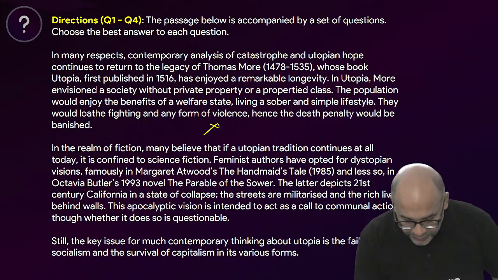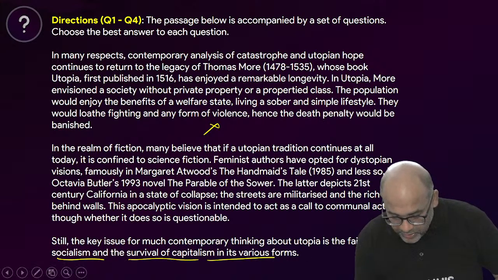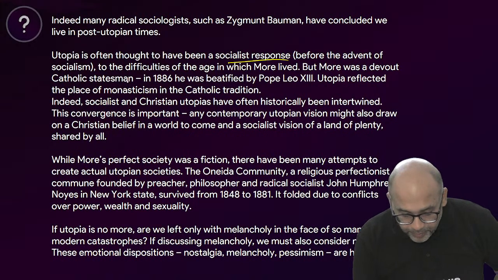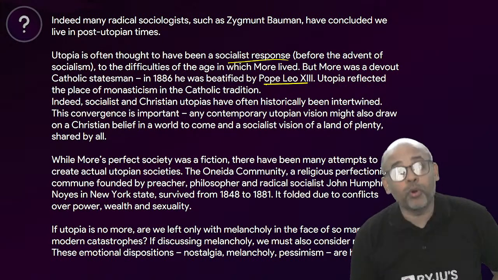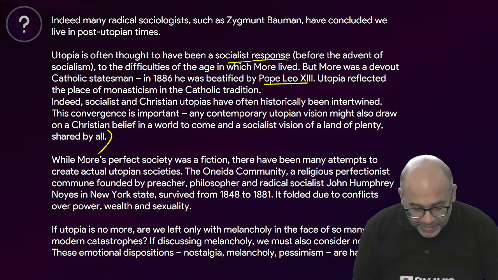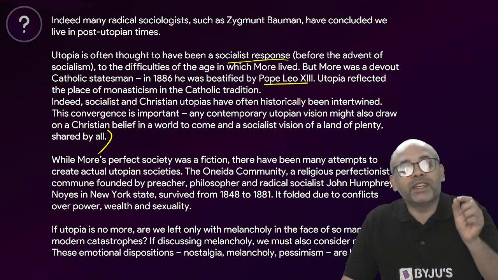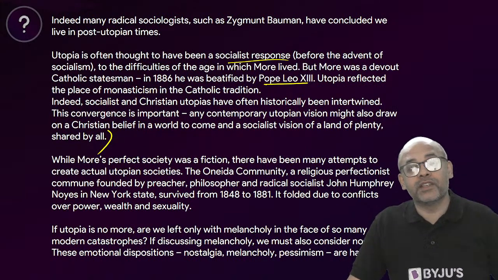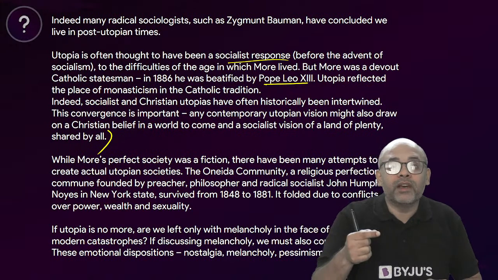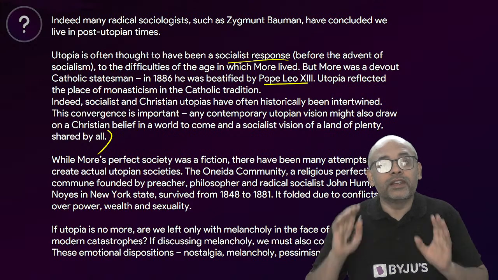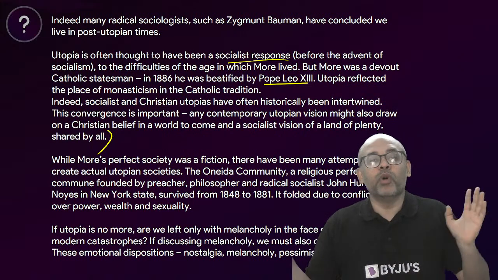In the realm of fiction, California, okay, still the key issue in contemporary thinking about utopia is the failures of socialism and the survival of capitalism in its various forms. So you are starting about it here, socialist weapon, etc. Okay, you're talking about Pope, so you're getting into Christianity. My basic answer, ideally, should be in these 2 paragraphs. It took me 10-15 seconds to identify where that is. Now I will spend probably 1 or 2 minutes reading this very slowly, trying to understand, get the answer, and move out.